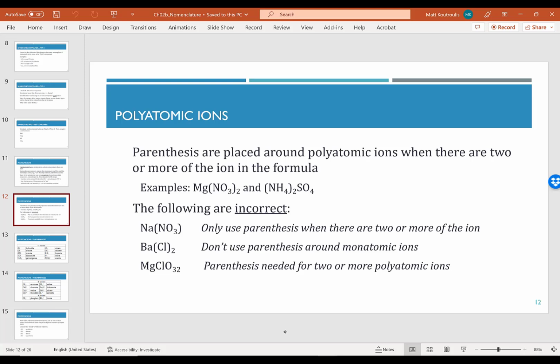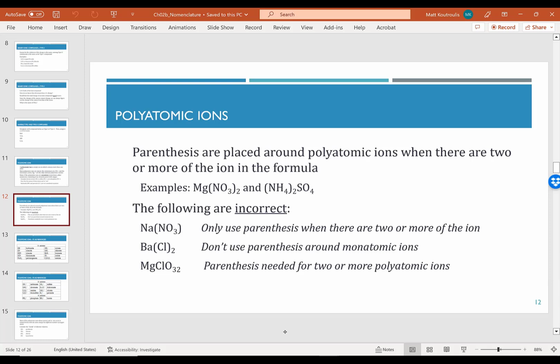2+, and nitrate has only a 1- charge, so you need 2 of them. And so that's why we put parentheses around the nitrate. And ammonium sulfate, same idea. Ammonium is +1, but sulfate is -2. So we need 2 ammoniums to do what such important thing on ionic compounds, to neutralize, to make the charge add up to 0. That's so important for these compounds.